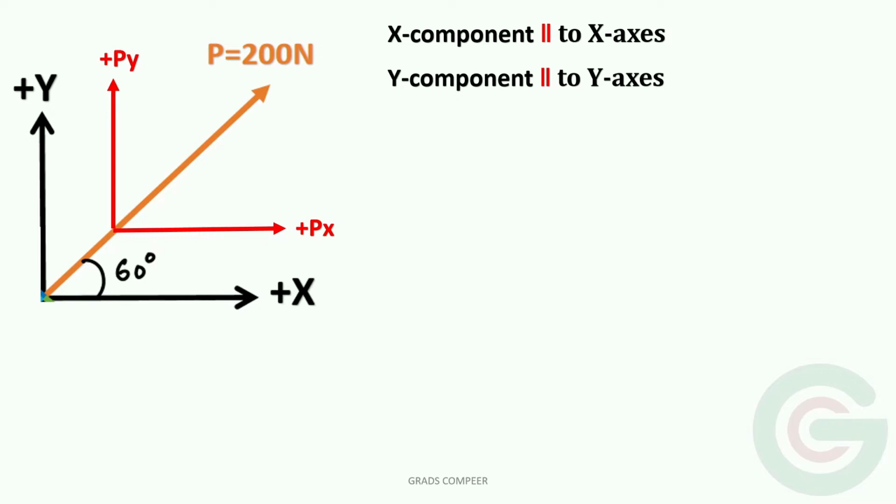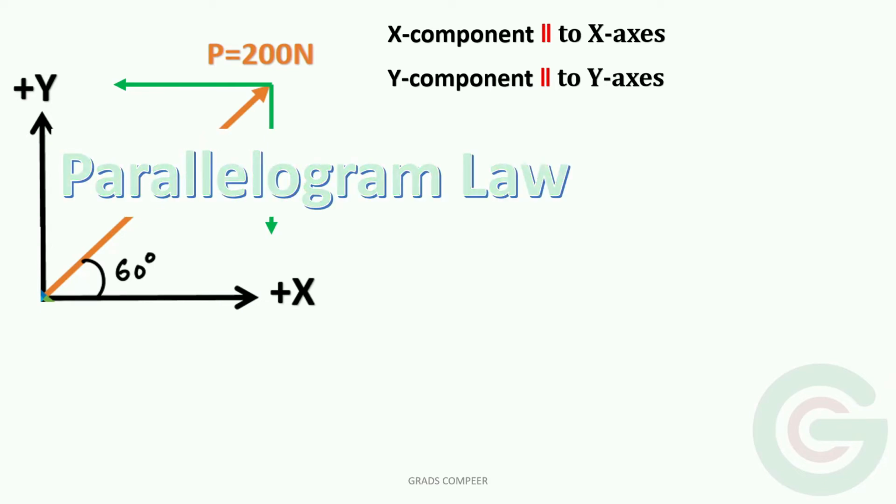Py. Now someone may say, what is wrong in drawing the x component in this direction, which is also parallel to the x-axis, and the y component in this direction, which is also parallel to the y-axis? How do we know whether the directions taken are right or wrong?